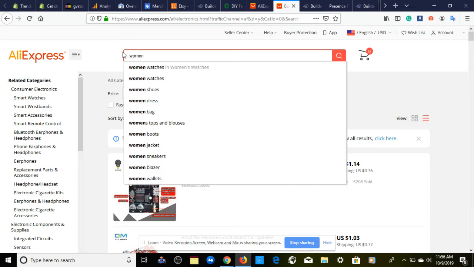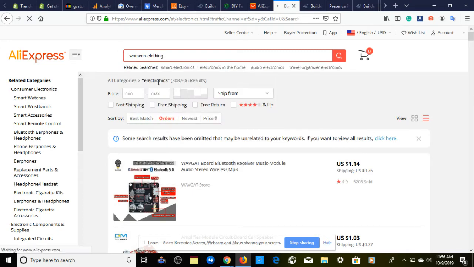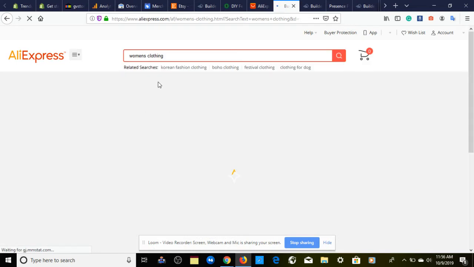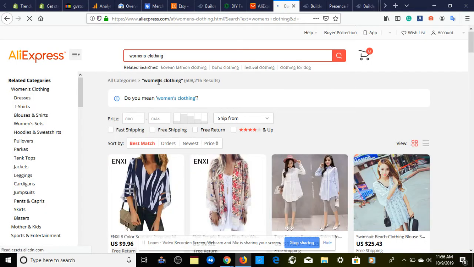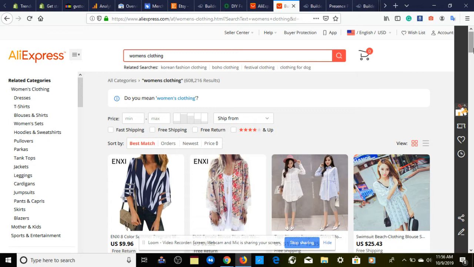The next niche that I have for you, which I've personally made a lot of money from, actually year round, but around this time of year in quarter four, during October, Thanksgiving, and December, this is one of the biggest niches. This is one of the best niches you can get into. I'm talking about women's clothing. Women clothing is the next niche I have for you.